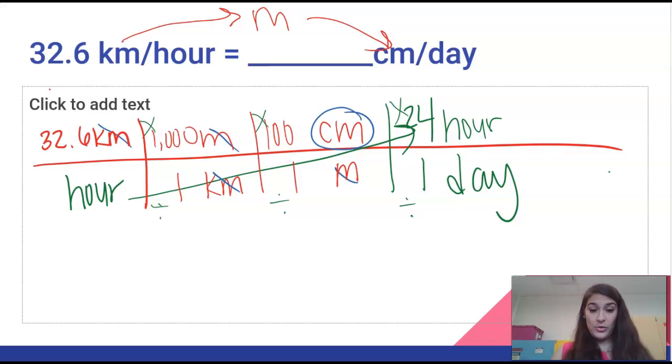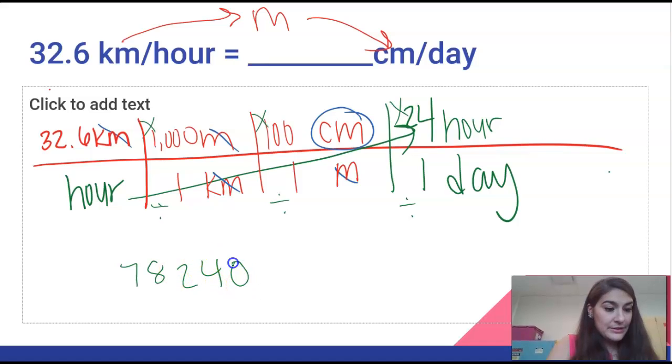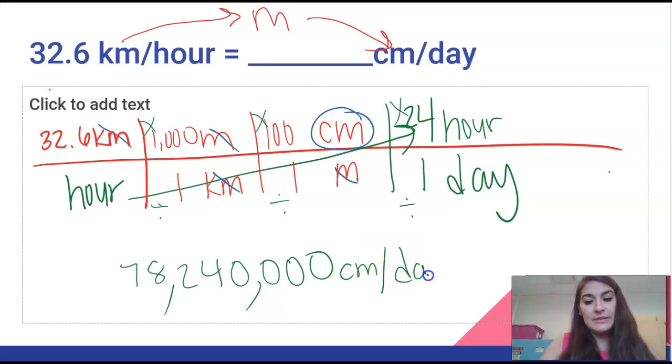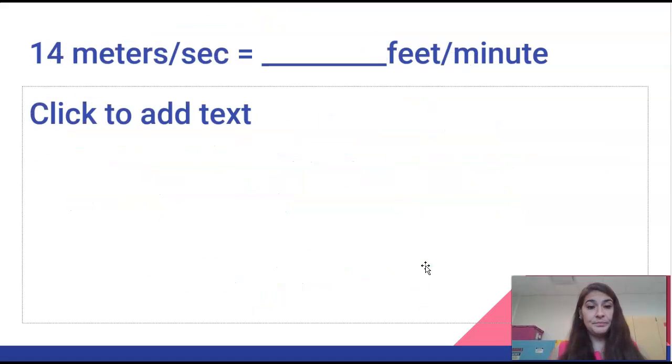All right, so this is a ginormous number, which makes sense. We were going from kilometers to centimeters, right? Centimeters are super small. And so it makes sense that that number would change. So it is 7824000. And okay, great, 78 million. Perfect. Don't forget to include your unit in your final answer. Remember, units are super important. Let's take a look at another one.